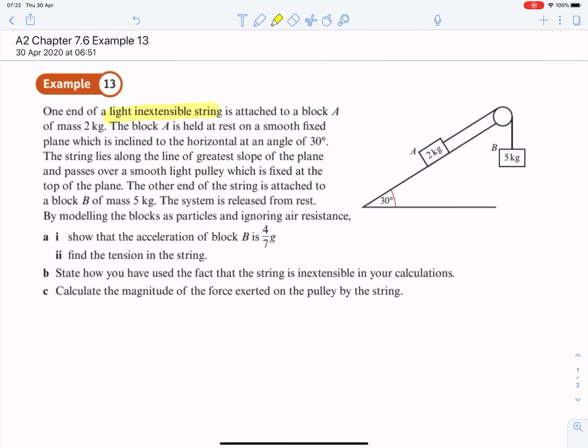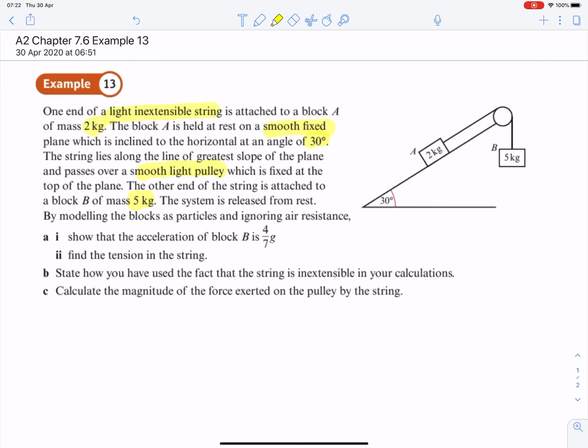Light inextensible string. I hope you know now what that means, that the tension is going to be constant throughout its length. It's attached to a block A of mass 2 kilograms. The block A is held at rest on a smooth fixed plane which is inclined at an angle of 30 degrees. The string lies along the line of greatest slope of the plane. The smooth light pulley, again, that's making sure that the tension in the string is constant throughout, which is fixed at the top of the plane.